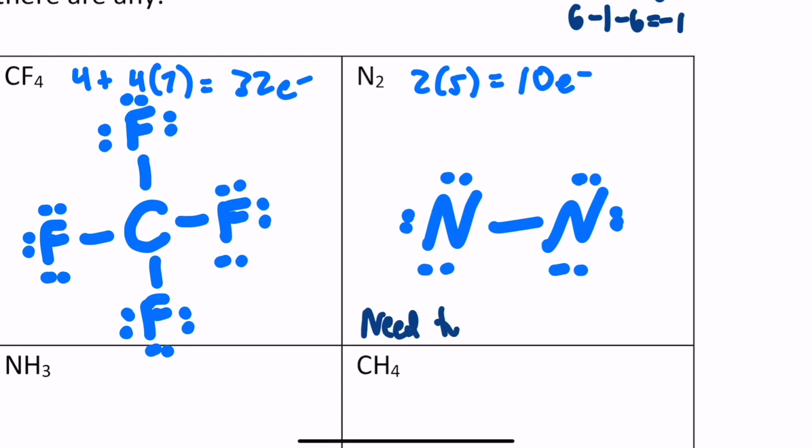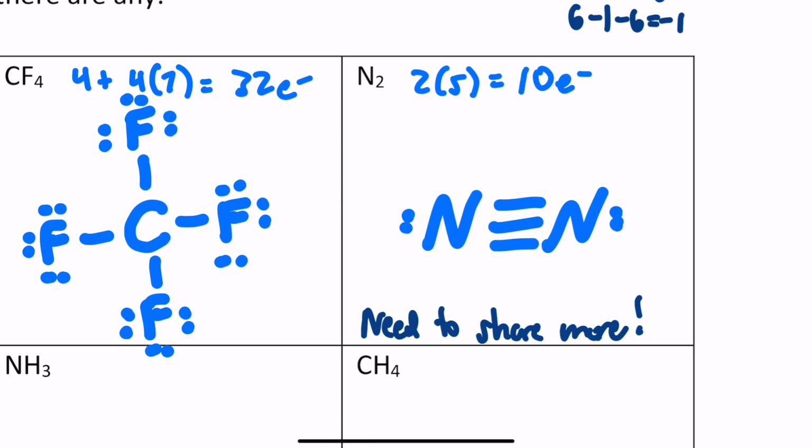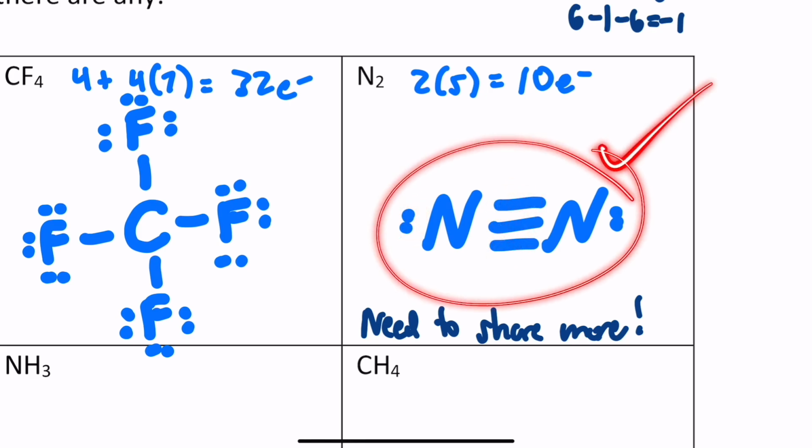Need to share more. So how do we do that? Well, get rid of a lone pair on each of the nitrogens and make them share another single pair of electrons. There we go. And then that's still not few enough. We need to get rid of another pair from each one and have them share another bond. Now you're satisfying the octet on each nitrogen, 2, 4, 6, 8, and you've got exactly 10 electrons total.